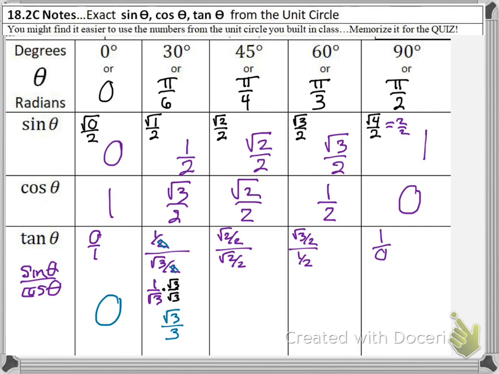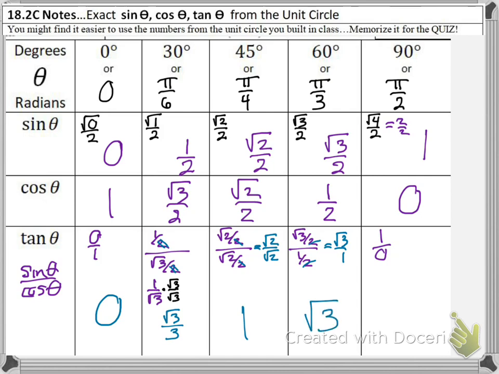Let's look at the next one. I could use that same little shortcut, wipe out the 2's, but then what do I have? Root 2 over root 2. That's just 1. Next one. Let's wipe out those 2's. I have root 3 over 1. And root 3 over 1 is just root 3.